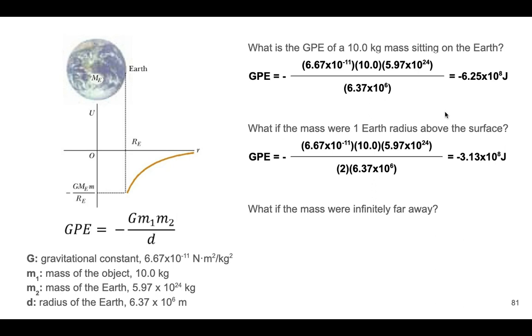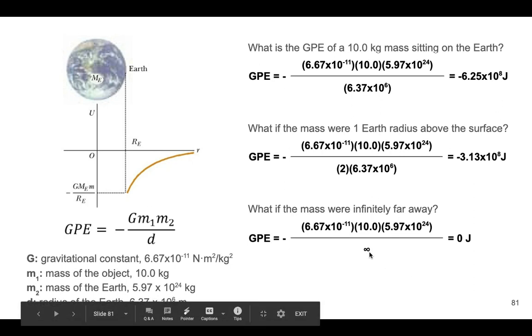And what if the mass were infinitely far away? Which again is impossible, but you can be really, really far away. Maybe we're all the way out at the Kuiper belt, way out close to the edge of the solar system. We're so far away that the Earth barely has any effect. What is the GPE going to be? Well, you just plug in infinity for the distance down here. So negative something times something times something divided by infinity. You're dividing a finite thing by an infinite thing, so you're going to get 0.